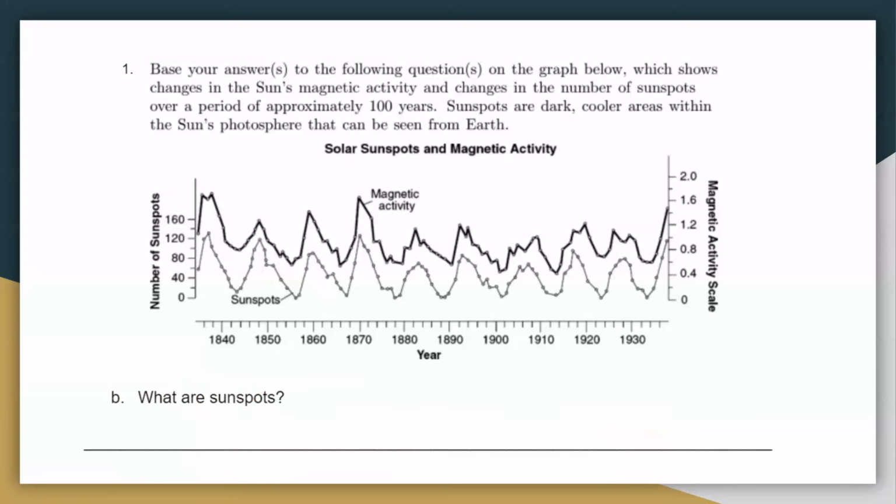Next, what are sunspots? It tells you what the definition of sunspots is. So I'm going to write from my paragraph, sunspots are dark, cooler areas within the sun's photosphere. The sun's photosphere is a layer of the sun.